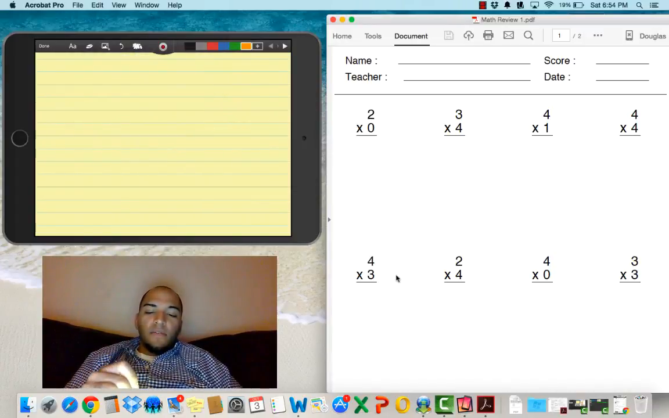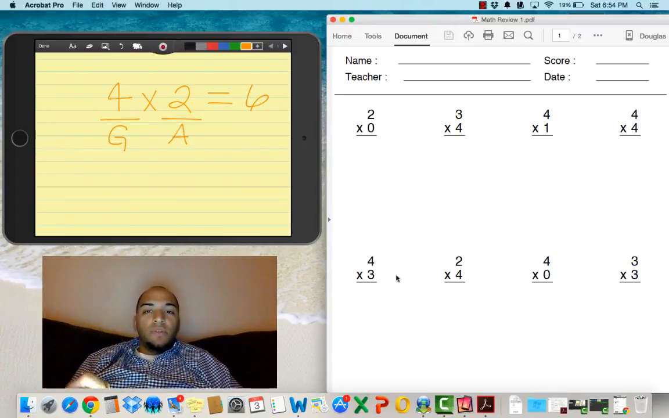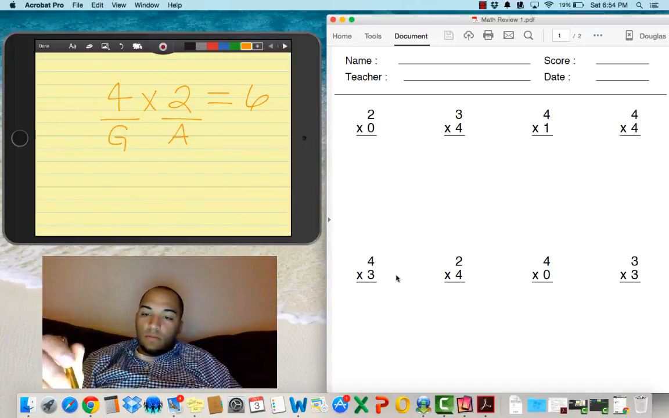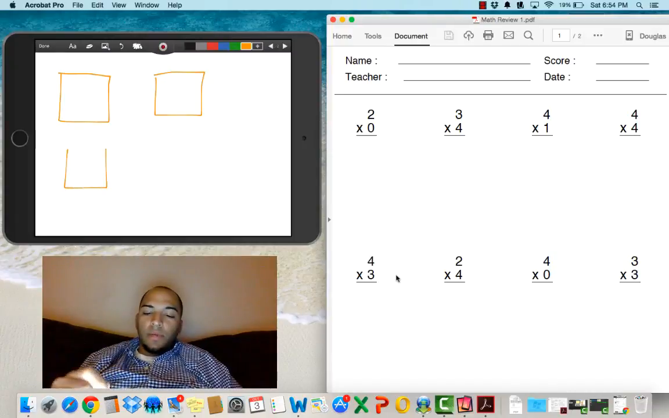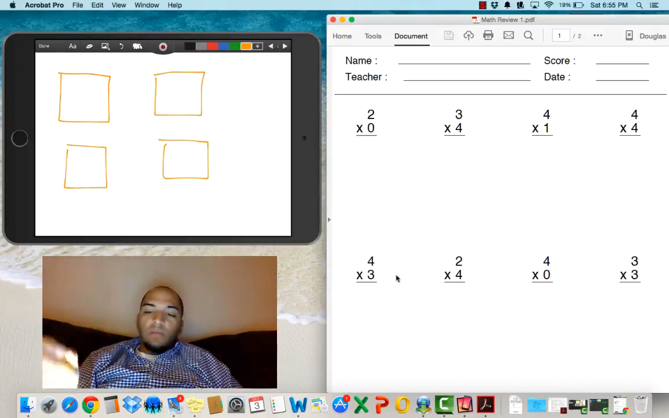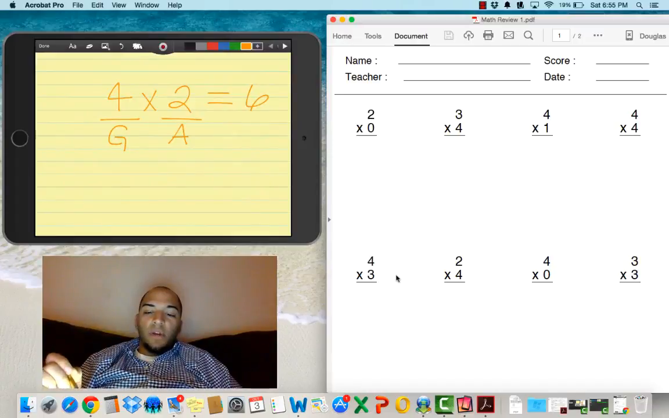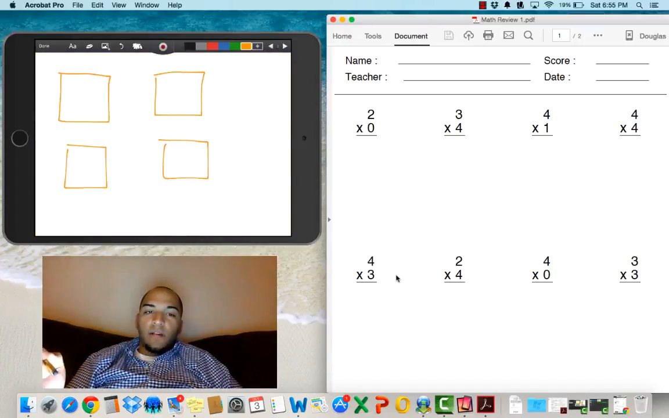Groups, if I have 4 times 2, which equals 6, I would have 4 as the G and 2 as the A. All right? So 4 groups with 2 in each. So let me show you what that would look like. We would have 1 group, 2 groups, 3 groups, and 4 groups. And remember, our problem is 4 times 2. So we have 4 groups, which we do. We have 4 boxes, right? That's 1, 2, 3, and 4.